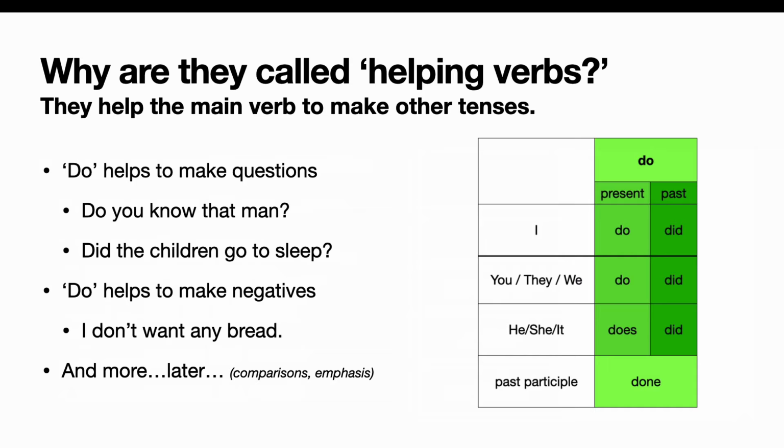Sentences that don't have other helping verbs will also use do to make sentences negative. We can't use not by itself. We always have to use a helping verb with it. Such as this example, I don't want any bread.